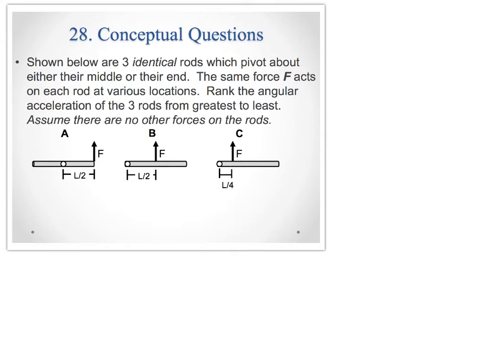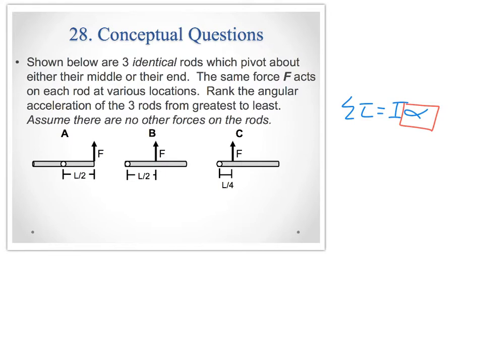So starting with this first one, we have three rods which pivot about either their middle or their end, and we have the same force acting on each rod but in a different location. We want to rank the angular acceleration of the rods from greatest to least. So what we're thinking about with each one is sum of the torques equals I alpha. So in order to really determine that angular acceleration, we need to think both about our torque acting on each rod and our moment of inertia for each rod. So we're going to work through each one of those ideas one at a time.